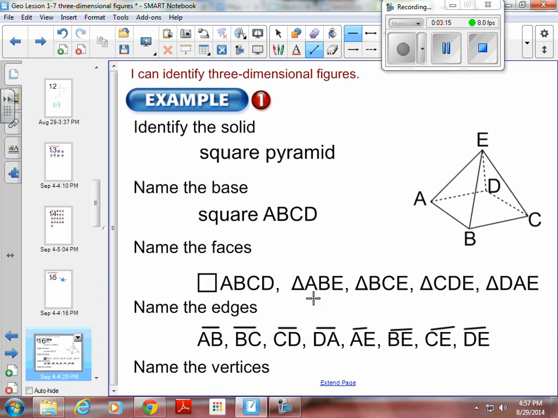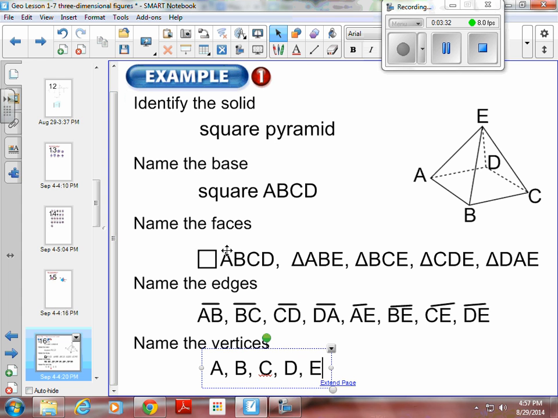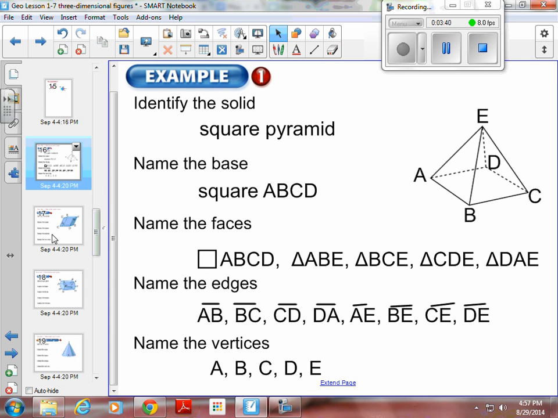are my edges. And then the last part I need to do is name all of my vertices. Vertices are the points. So point A, point B, point C, point D, and point E. So it's going to be A, B, C, D, E. Commas between. Okay. So that would be naming all the different parts of my solid figure here. Let's try another one together.